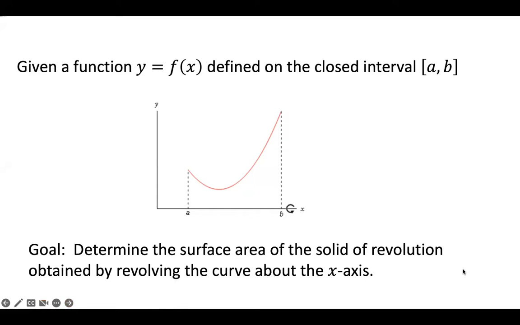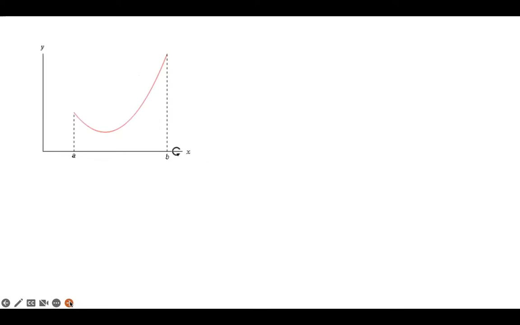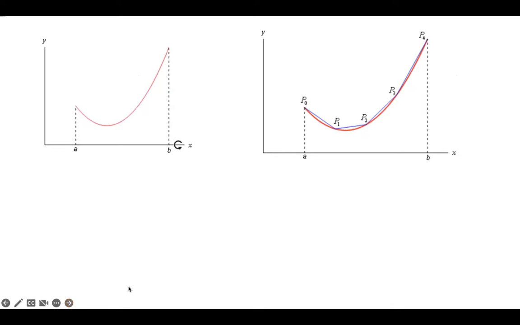Previously, we've done volumes of solids of revolution. Here we're going to do a surface area of the solid of revolution. So what is our strategy going to be? We're going to break this up in multiple pieces and see what happens as we wrap those around the x-axis. So again, there's our original function. Here it is broken into pieces.